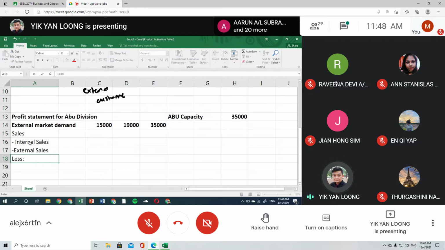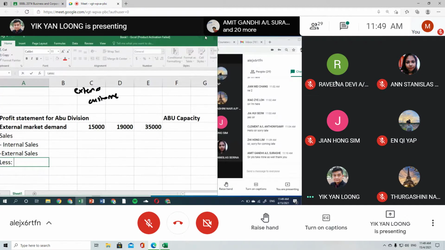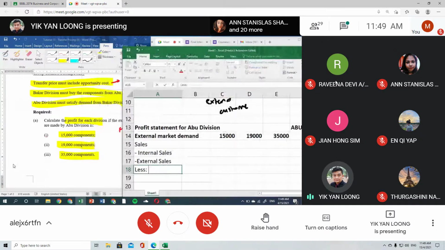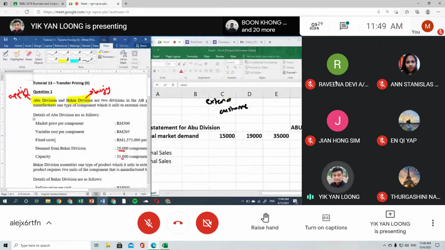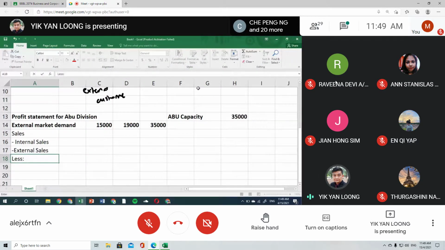Now, I'm preparing the format first. What are the costs incurred in this question then? Definitely, you've incurred your production cost, isn't it? So you look at this question now. There is the cost. What cost is that? You have your variable production cost per unit, fixed cost per unit as well, isn't it? So I need to less variable production cost. I also need to less fixed cost.